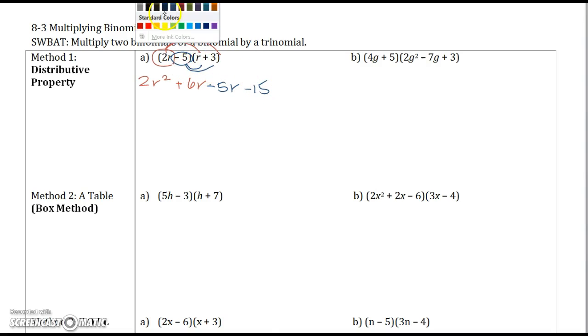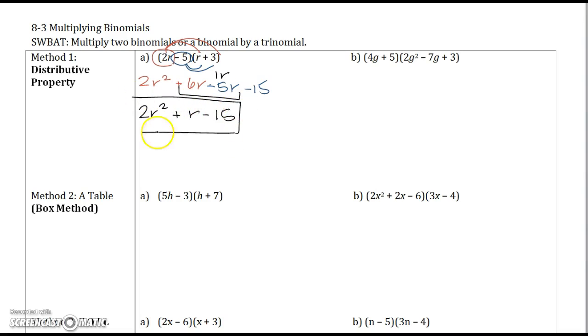From here, kind of like the last problem we did on that previous part, we're just going to combine our like terms. So 2r squared has nothing in common. These two do. So 6r minus 5r leaves me with 1r. I'm not going to put the 1 in front because it's not a good look. So plus r and then minus 15. Okay, that's the distributive property.